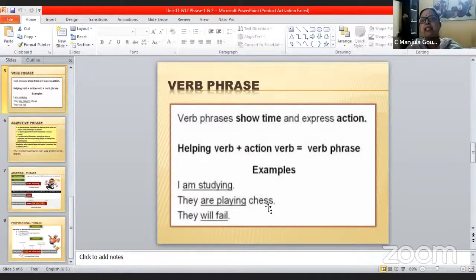They are playing chess. Are playing. Are is the helping word over here and playing is the action verb. So that tells you how the verb phrase can be formed. They will fail if they do not study can be a sentence, and this has the verb phrase. Now let us come back to your textbook. There are a lot of things explained in the verb phrase. So let us look into page number 196.